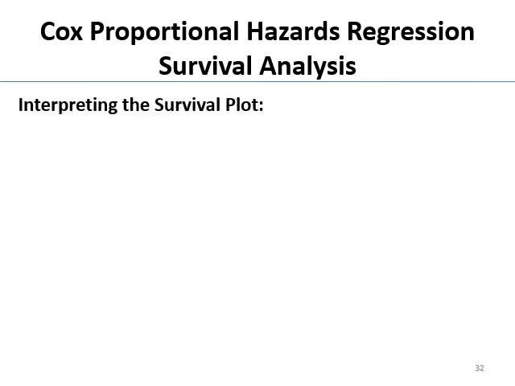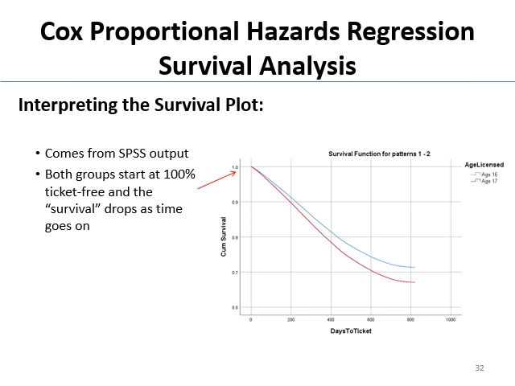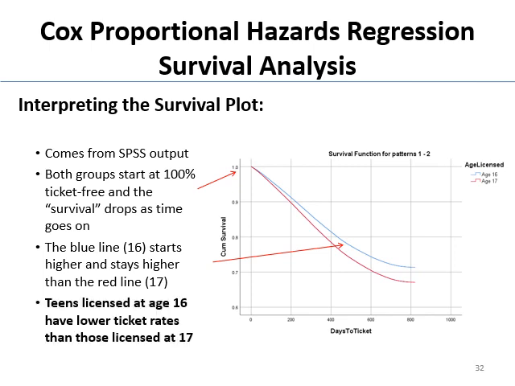All right, here's our survival plot. Again, it comes from your SPSS output. This is what it looks like when it comes out. Both groups start at 100%. Ticket-free survival drops as a function of time. So as the lines go on, they drop. But you can see one group is higher than the other group. They remain ticket-free for a longer period of time. So that's your 16-year-olds. They start higher and they stay higher than the red line through all time. And so it looks like teens licensed at age 16 have lower ticket rates than those licensed at age 17.